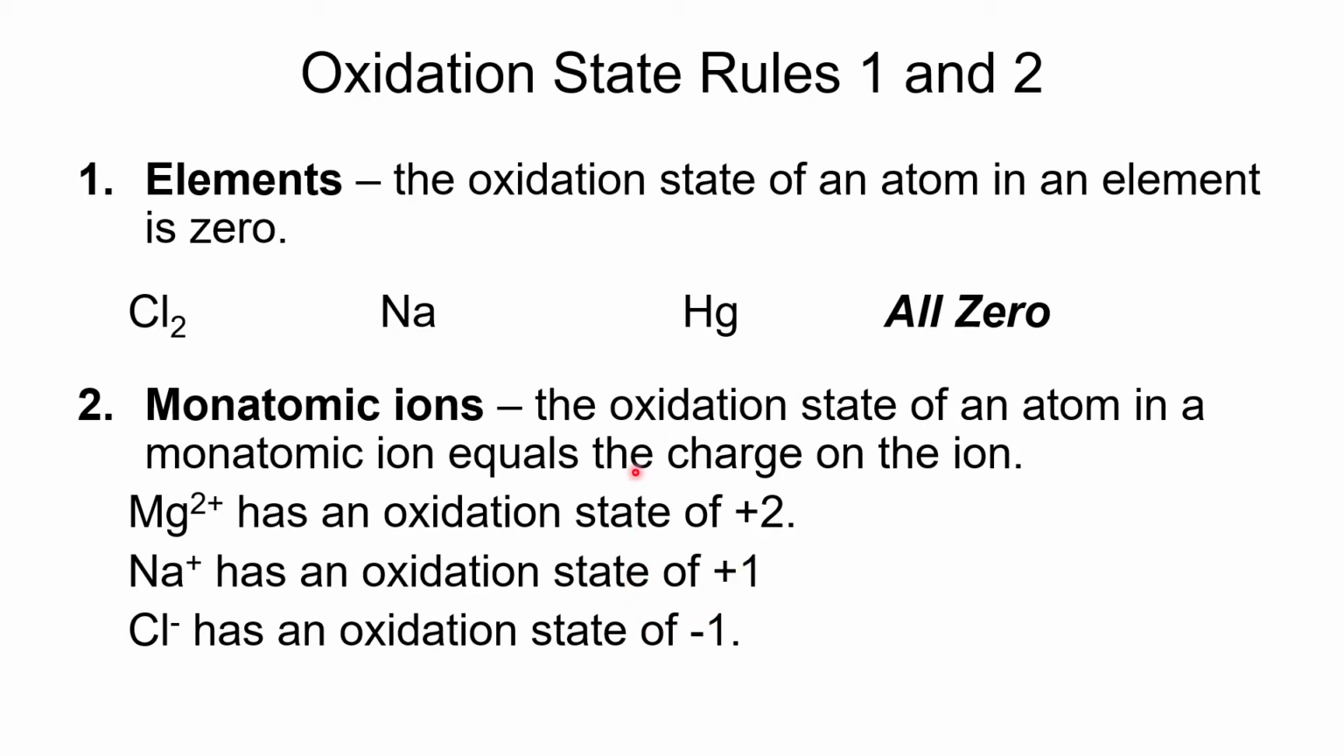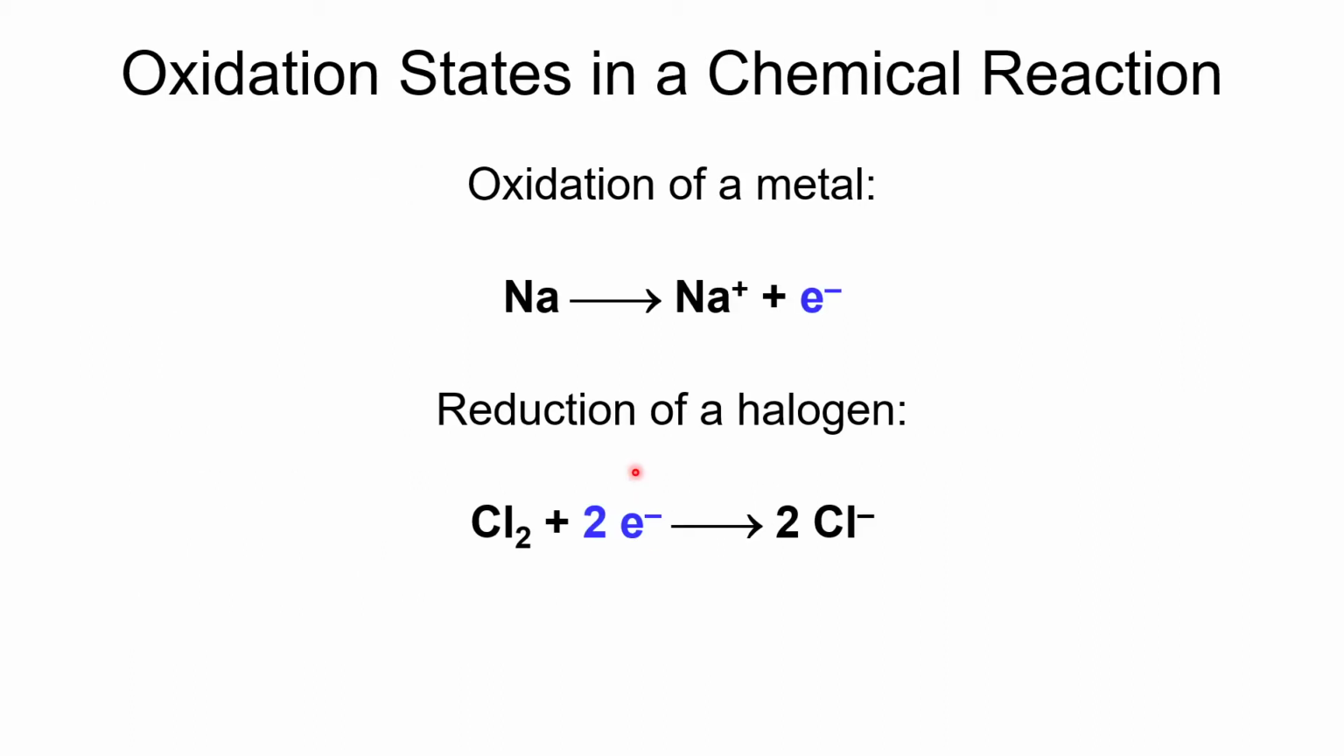To go back to that example we just looked at, sodium here has an oxidation state of 0, and here has an oxidation state of +1. Because it gets more positive, we would say it's been oxidized. Chlorine here has an oxidation state of 0 because it's an element, and here it has an oxidation state of -1 because of the negative charge. We ignore the coefficients when we're looking at oxidation states, by the way.